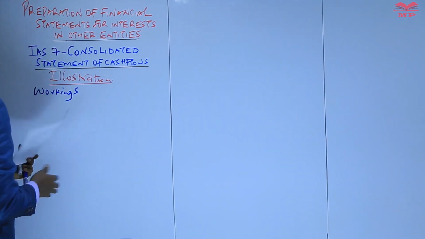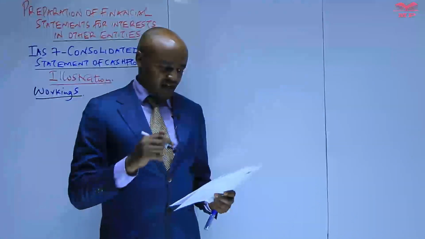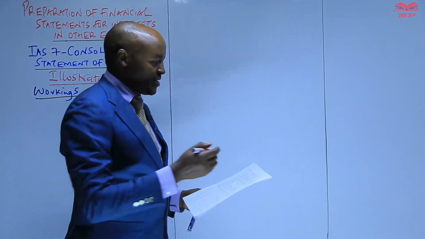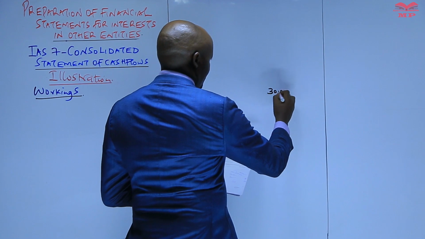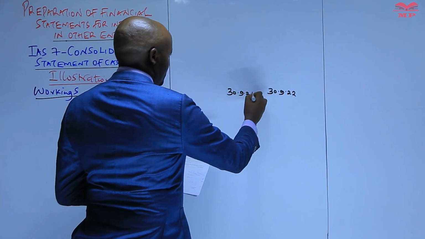So in the additional information, note number 1, we are told that property, plant and equipment comprised of the following. So here we are given the property, plant and equipment as at 30th of September 2021 and 30th September 2022. So it is very important for you to note that anytime you come across a question for group cash flow, you'll be given the information for the previous year and the current year. Like in our case, the current year ended 30th of September 2022, and then the previous year ended on 30th of September 2021.